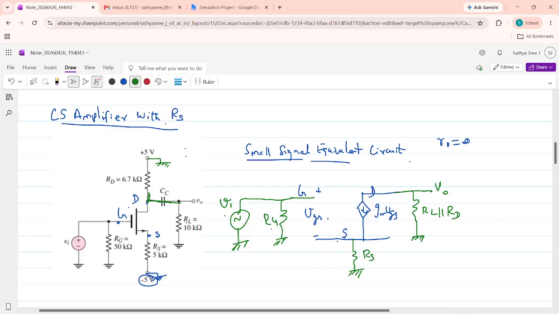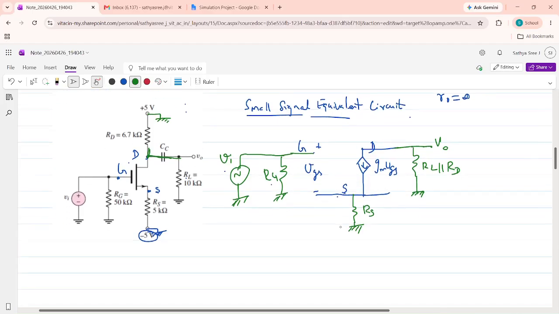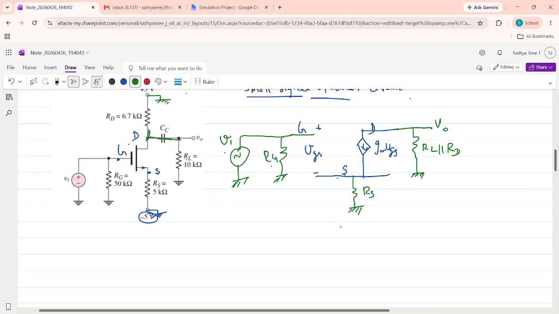Whatever I have drawn in blue color, this VGS and GM VGS, is common for all MOSFETs. This is the small signal model of the MOSFET. Whatever I have drawn in green color is for the biasing circuit. Now we will derive the voltage gain. We know that voltage gain AV is the ratio of output voltage divided by input voltage. So what is V0?